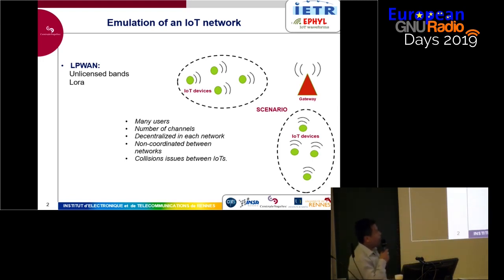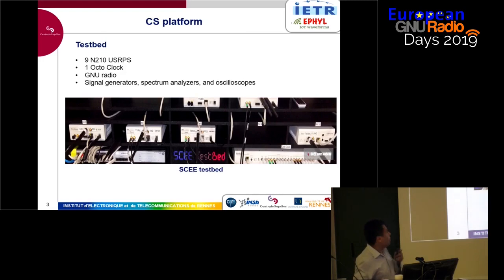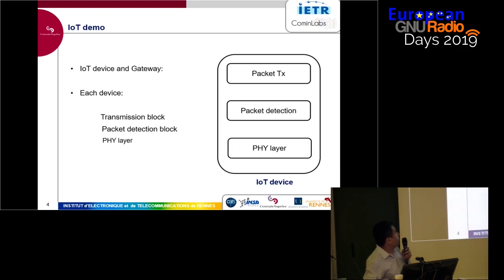So we try to be as close as possible to an LPWAN network, meaning that we use unlicensed bands and try to be close to the LoRa standard. So this is our test bed. We have a few USRPs, an Octoclock, and all of them running GNU Radio.